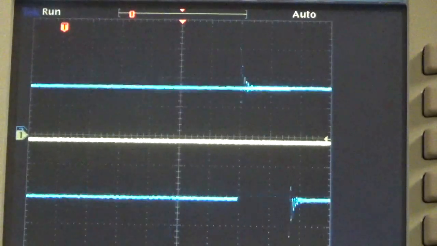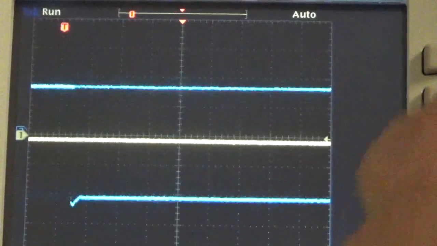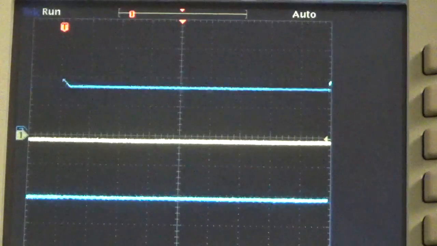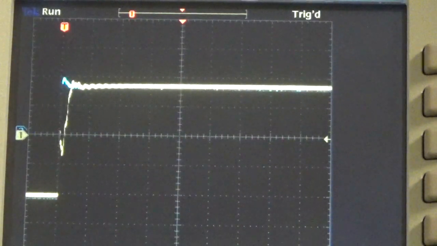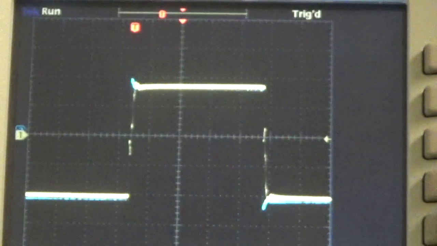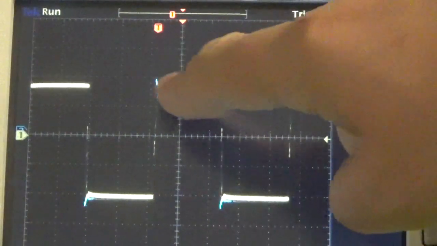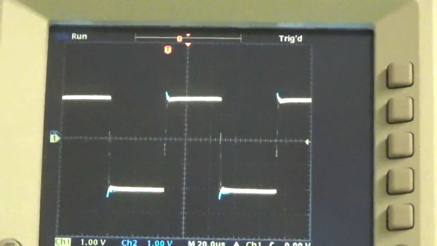So this is the 580 ohms. Let's see what we have with the 580 ohms. I will connect here, and now you can see that the oscillations disappear. We don't have any oscillations anymore.